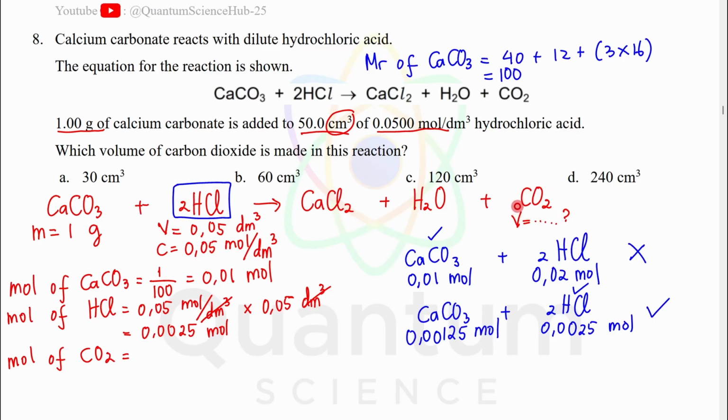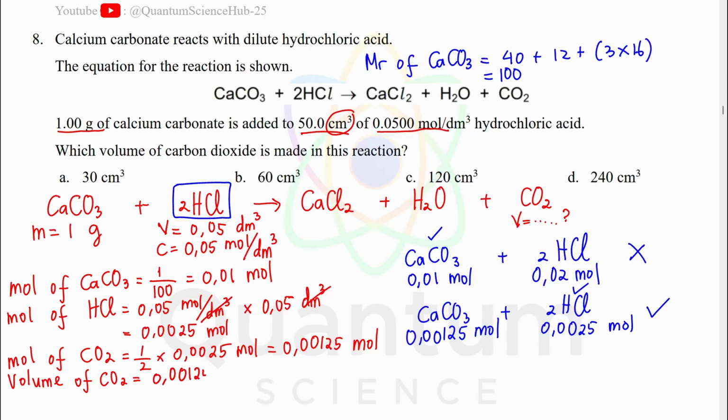So how to find the mole of CO2? 1 out of 2 times the mole of HCl, right? So 1 out of 2 times 0.0025 mole equals 0.00125 mole. Now, find the volume of CO2. If you still remember, what is the formula? Mole equals volume divided by 24. So volume equals mole times 24. So the mole here is 0.00125 times 24, and you will have 0.03 dm cube.